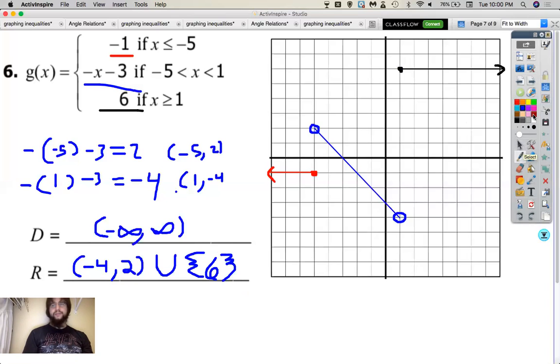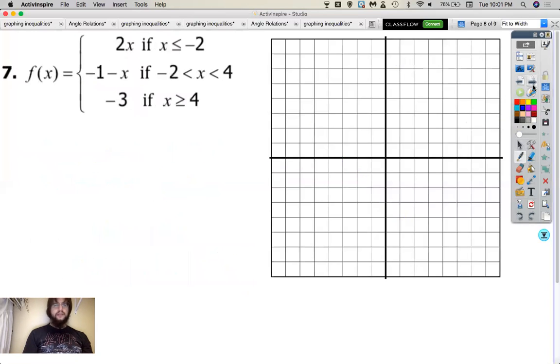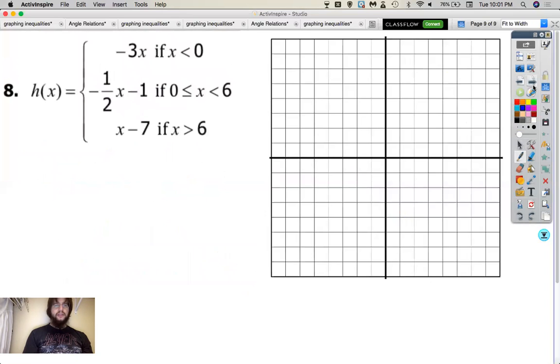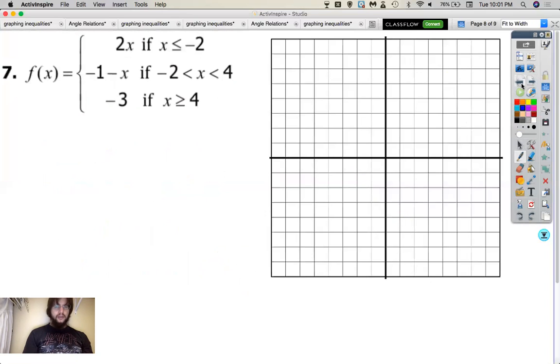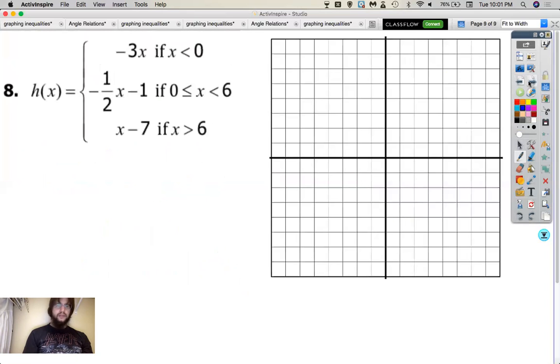Okay, let me do one more. Let's see, which of these is more interesting? I think this one is. They all have the conditions on. Yeah. Let's go with this one, number 8. Okay, here we go. Get ready for this. Okay, you're going to be blue. You're going to be red. You're going to be black.